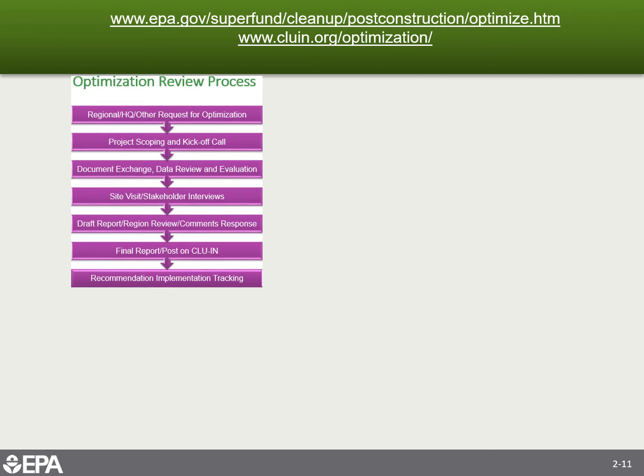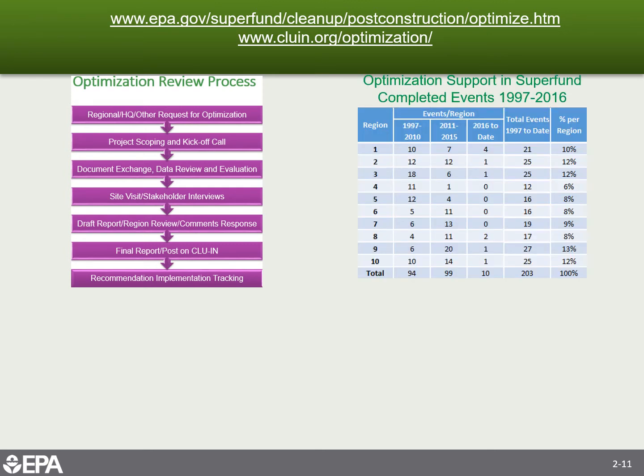So there's a lot of information on optimization and Superfund optimization, particularly on various websites, but just to look at sort of what the process is. Basically, we get a team together, we have a scoping call, exchange documents, sometimes there's site visits, and ultimately what comes out of it is a series of recommendations, and then we track those recommendations for improvements to the remedies.